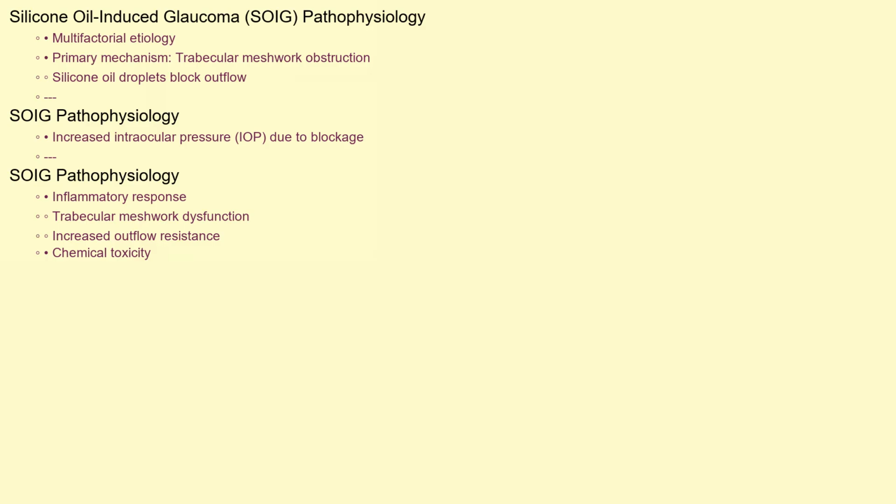The pathophysiology of SOG is multifactorial. The primary mechanism involves obstruction of the trabecular meshwork, the eye's natural drainage system. Silicone oil droplets, being lighter than the aqueous humor, can migrate and physically block this outflow pathway. This blockage leads to a buildup of pressure inside the eye. Furthermore, the silicone oil can cause inflammatory responses within the eye, contributing to trabecular meshwork dysfunction and increased resistance to aqueous outflow. Chemical toxicity caused by the silicone oil is also a possible cause of damage.